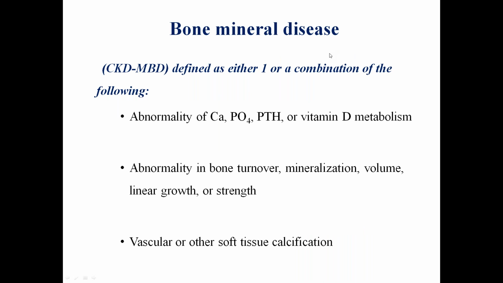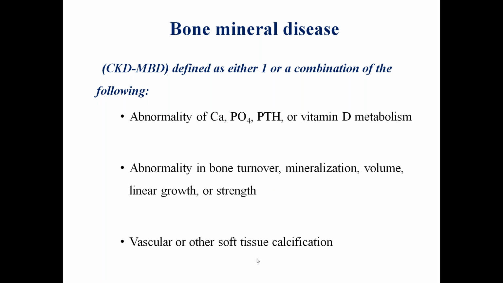Now, what about bone mineral disease? Earlier it used to be called renal osteodystrophy, but we don't use the term renal osteodystrophy anymore. It is now called CKD-mineral and bone disorder, and it is defined as either one of the following or a combination of the following: an abnormality of calcium, phosphate, PTH, or vitamin D metabolism, or an abnormality in bone turnover, mineralization, or strength, or any vascular or soft tissue calcification.